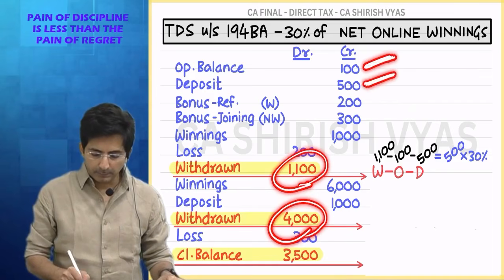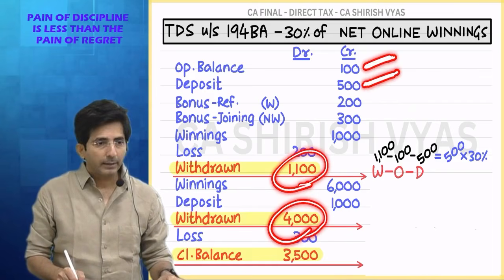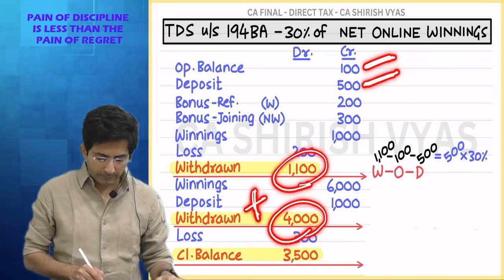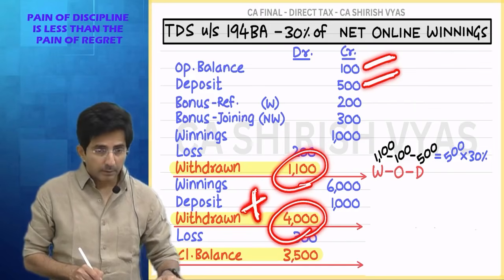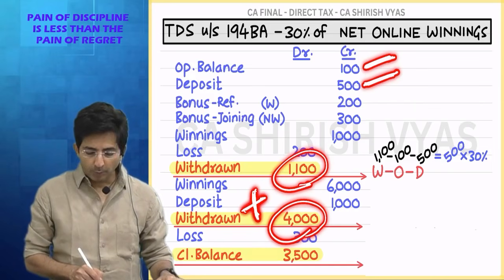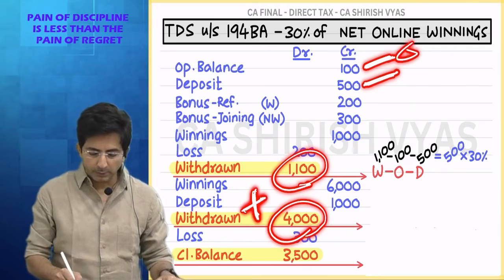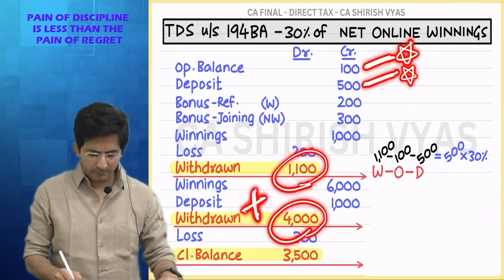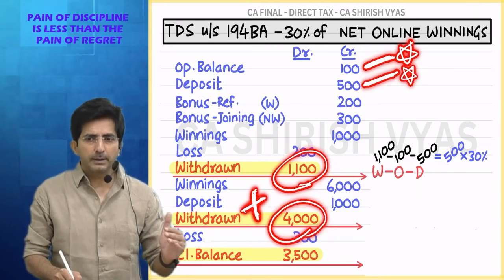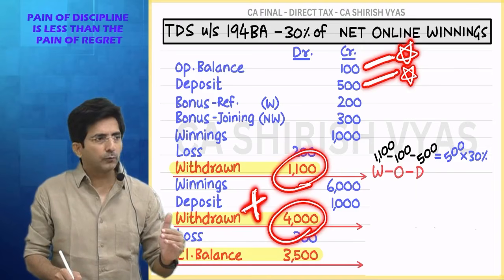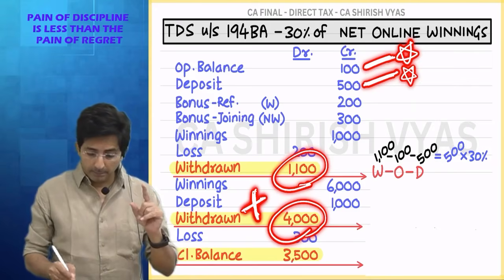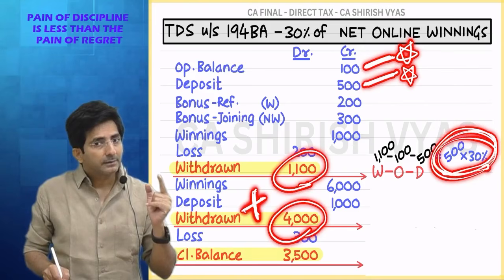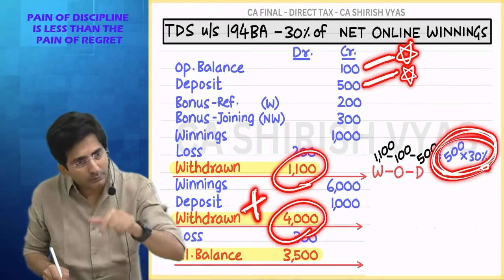From that, this cannot be subject to TDS. So what is the amount? Calculate and tell me. 4000 plus 1100, how much? 5100. Of which you will subtract opening balance of 100 and deposit of 500. Subtract and give me the figure. 5100 minus 600 is how much? 4500. But 500 is already subject to TDS. Now TDS will come on 4000.